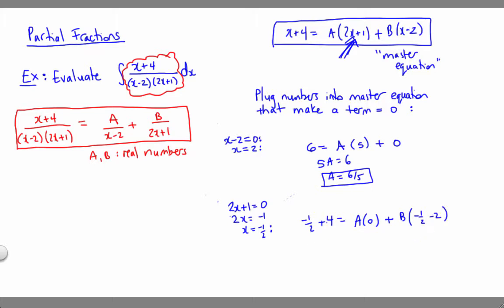Going through the algebra here, on the left side we've got 7/2. On the right side we've got B times negative 5 over 2. In order to solve for B, let's multiply both sides by negative 2/5. Multiplying by negative 2/5, on the right side we just get B. On the left side, minus 7/5. So we can conclude that B equals negative 7/5.